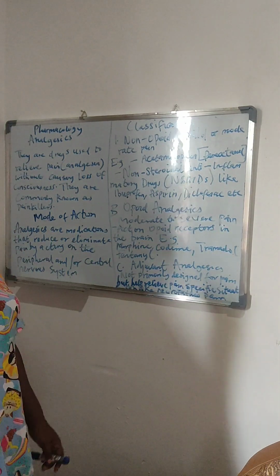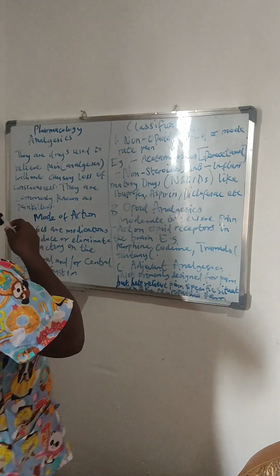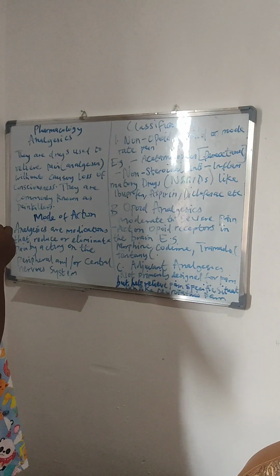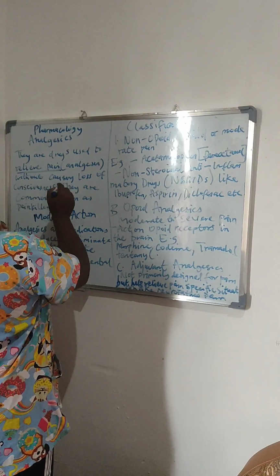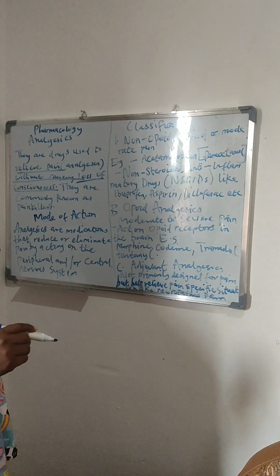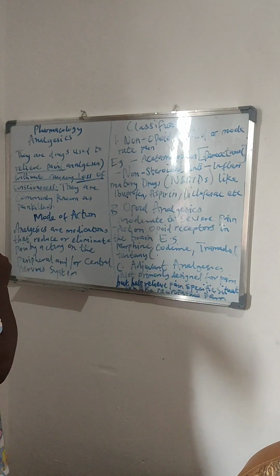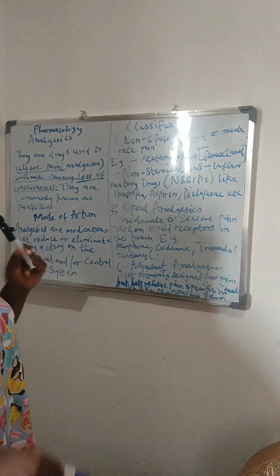Today we'll be talking about analgesics. So what are these analgesics? They are drugs used to relieve pain without causing loss of consciousness. Relieve pain and without causing loss of consciousness. Those are the keywords we have here. They are commonly known as painkillers.